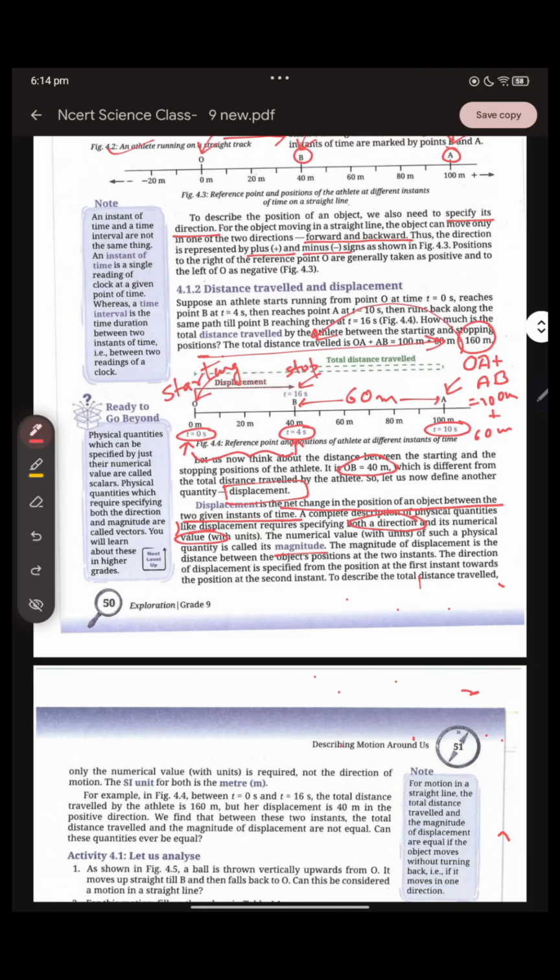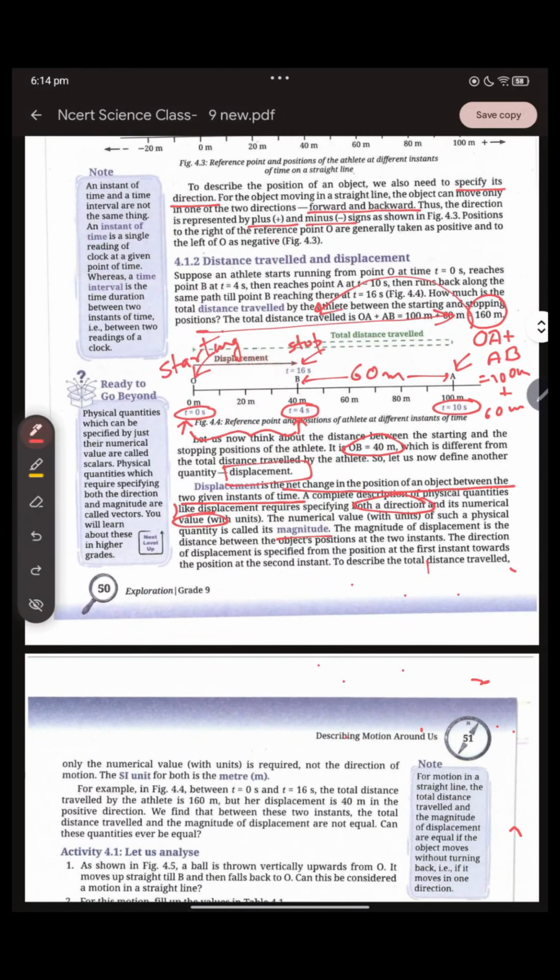So this is the displacement, and total distance covered is how much? Total distance is 160 meter. Okay, so here we can see that between t equal to 0 and t equal to 16 seconds, total distance covered is 160 meter. But the displacement is actually the distance between the starting position and the final position, which is 40 meter. And where is the direction? It is in the positive direction towards right hand side. So this is the basic difference between distance and displacement.